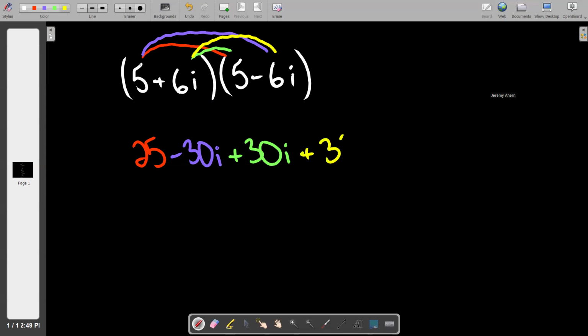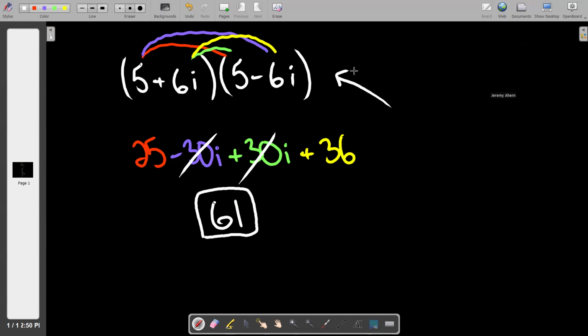It's just actually +36. And then, of course, we're within our rights to take the purple and the green and say, well, you guys are going nowhere. Interesting that these types of complex numbers, when we multiply them, will equal a real number. And that will always be the case. These, by the way, are called complex conjugates. So watch out for them.